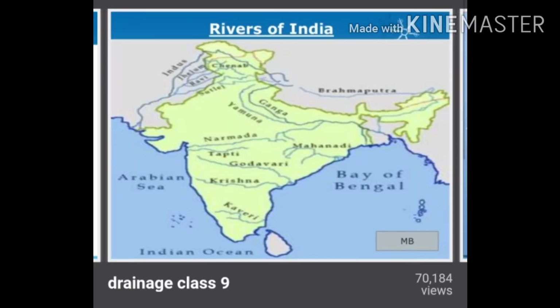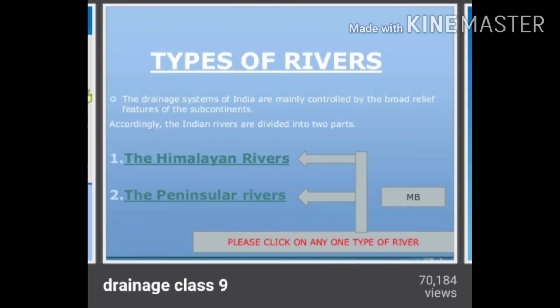Here you can see the rivers of India. In this map you can see the different rivers which you have already studied. You have seen the Ganga, Indus, Brahmaputra, Narmada, Tapti, Godavari, Krishna, Kaveri, Mahanadi. So these are the major rivers of India. These major rivers of India are basically divided into two parts.